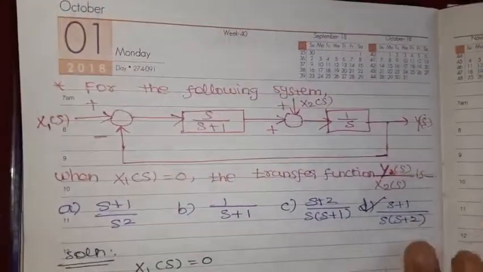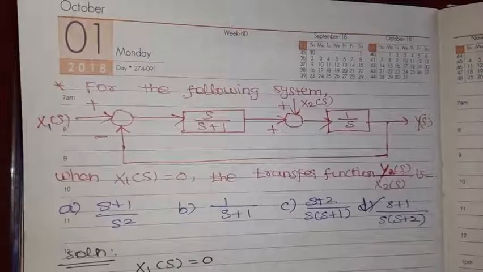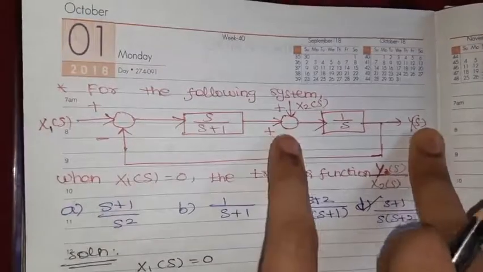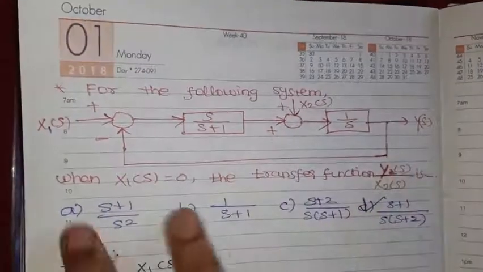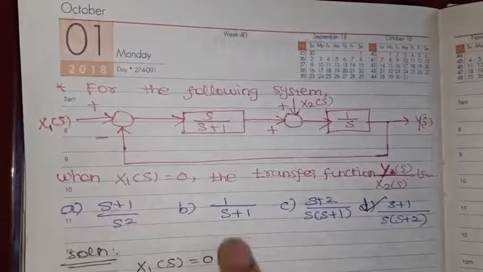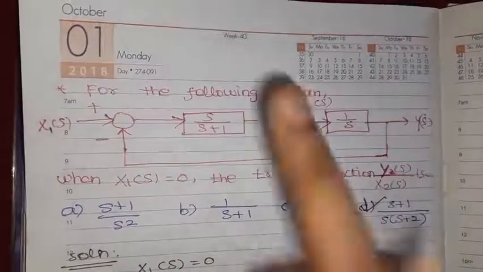For the following block diagram, x1 of s is equal to 0, find the transfer function y of s by x2 of s. So, what is given? x1 of s is 0. If it is 0, we need to find out y of s by x2 of s. We'll see.